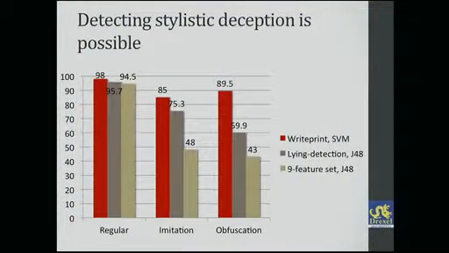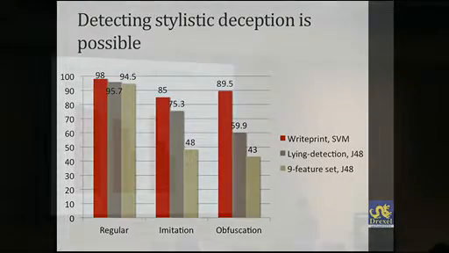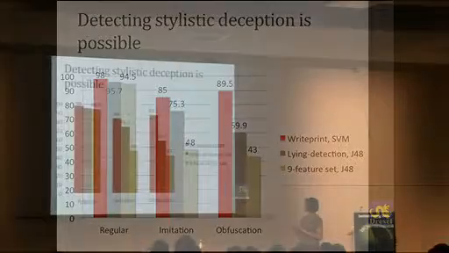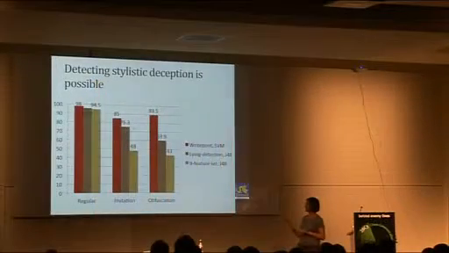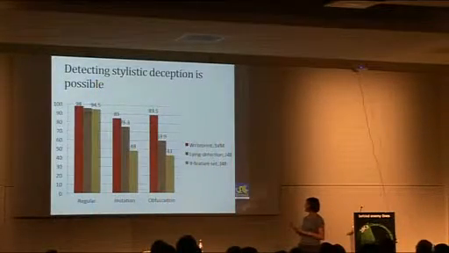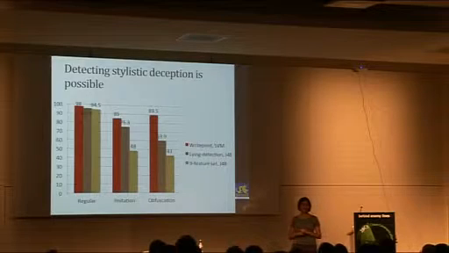We used three different feature sets. The one that worked the best is the Writeprints feature set, which is a really broad set of linguistic, content-specific, and non-content-specific features. And we have about 85% accuracy in detecting imitation documents and 89% accuracy in detecting obfuscation documents.